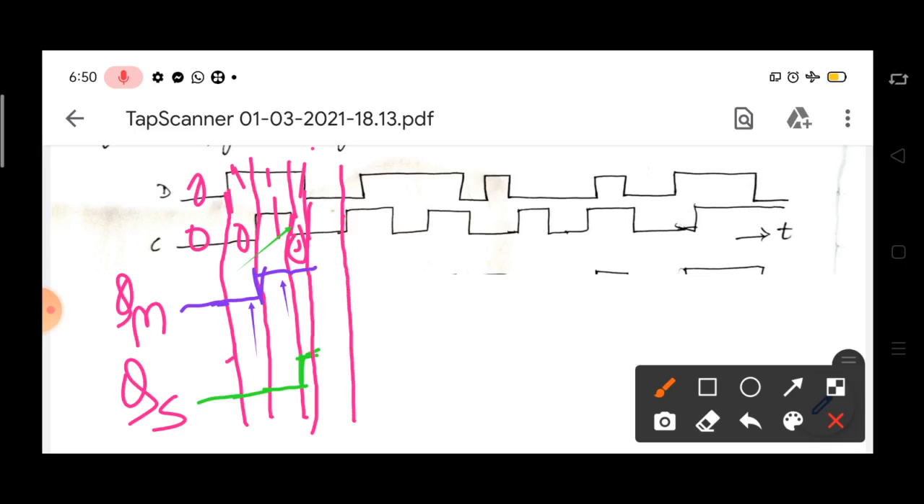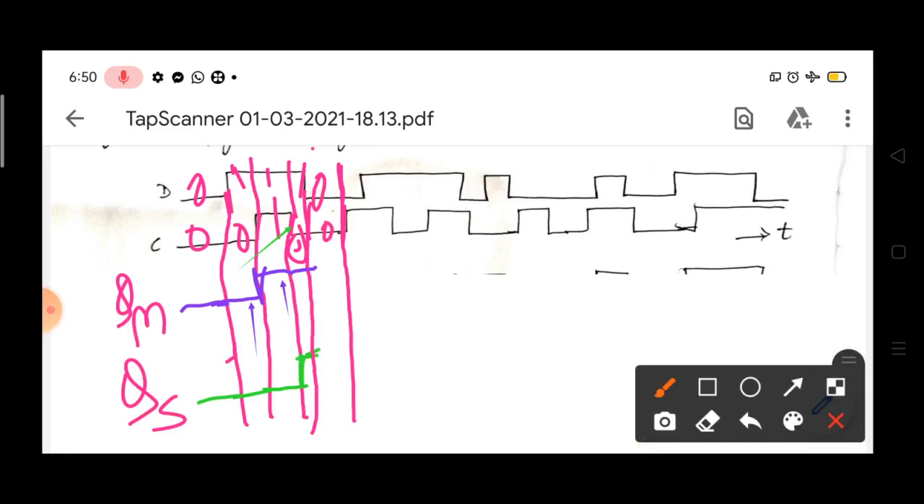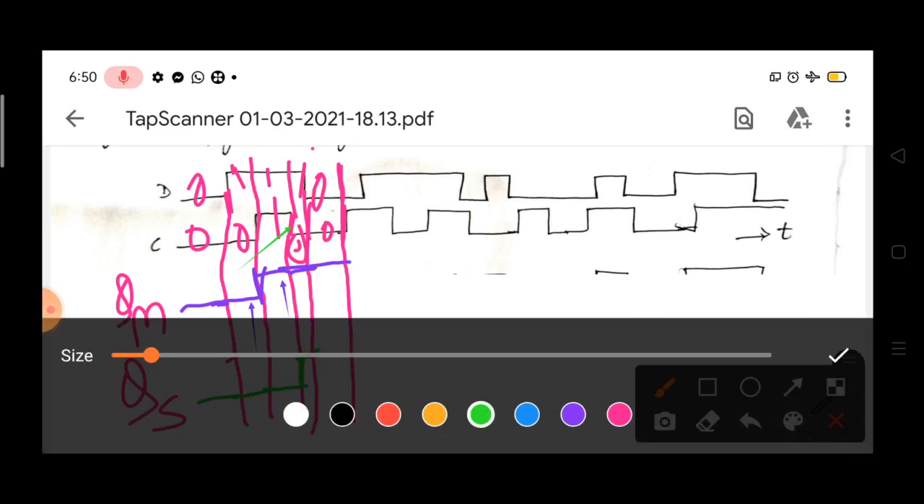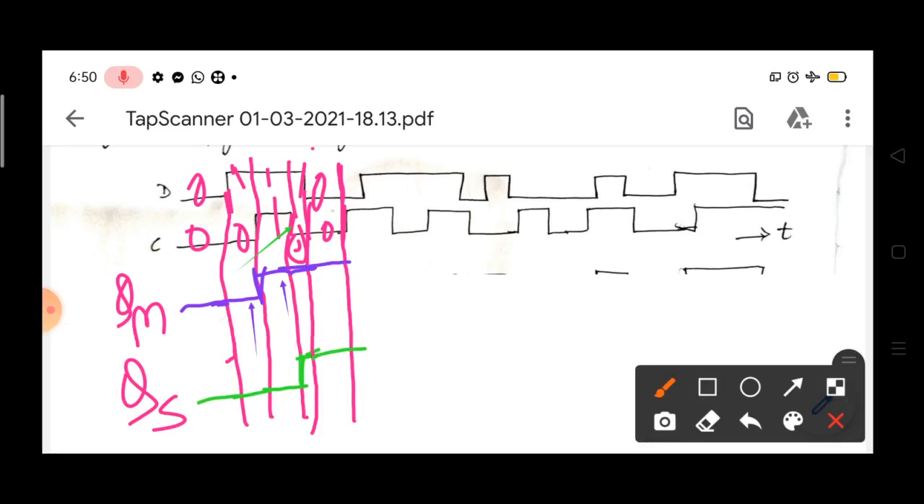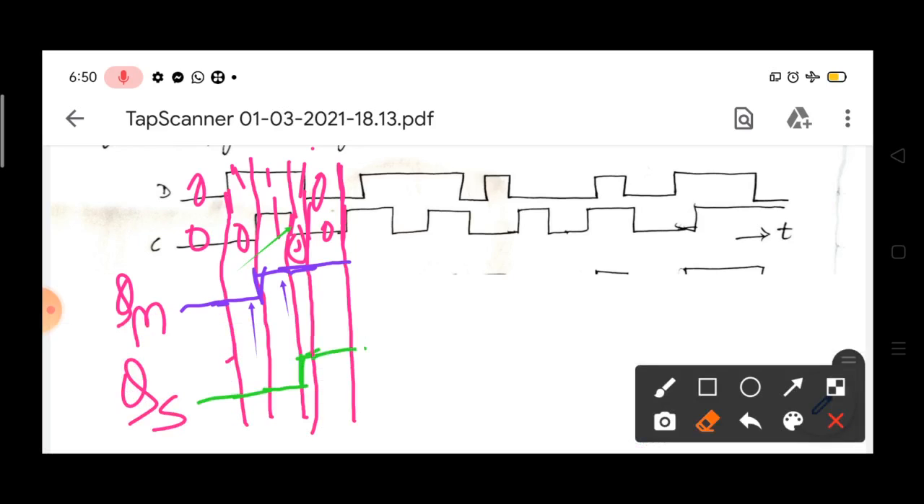Next, I'll do up till here where my clock is still 0. See, D is now 0, clock is 0. So my QM retains its previous state and QS also retains its previous state. Now at this point, clock is becoming 1.